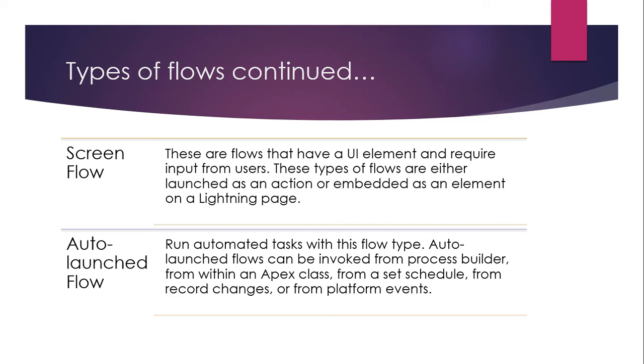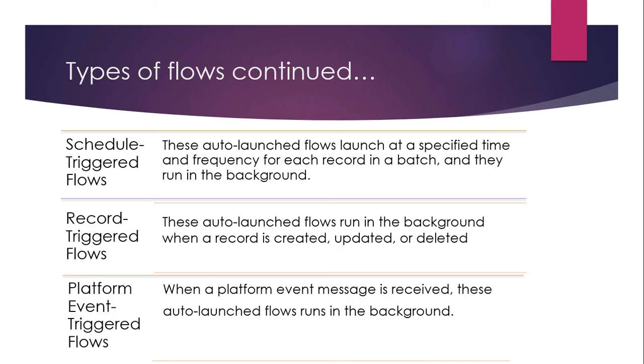Now we'll jump into the schedule trigger flow. These auto launch flows launch at a specific time. You may wonder what a schedule is. Schedule means we are scheduling something at a particular time to achieve some business use case or solve a problem, so that we can trigger an action with the help of a flow. That will run in the background only. And record trigger flow means that if we are creating a record, updating a record, or deleting a record, we have the record trigger flow.